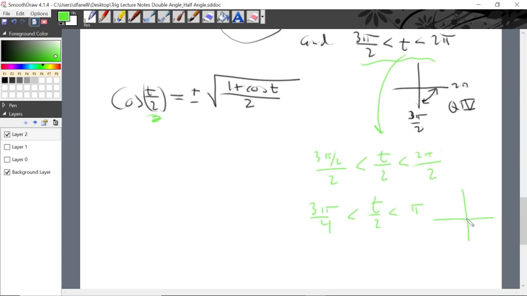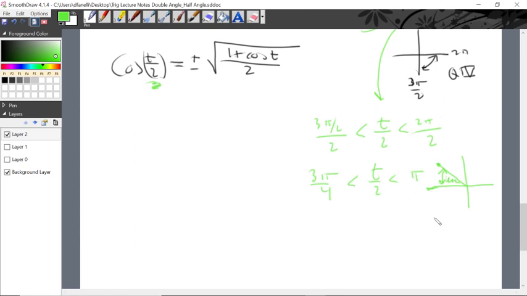3 pi over 4 would be here, about a 45-degree angle from the negative x-axis. That's 3 pi over 4, and pi is the negative x-axis. That means that t over 2 is over in this region right here, so t over 2 is found in quadrant 2. That's important. Therefore, the cosine of t over 2 must be negative.